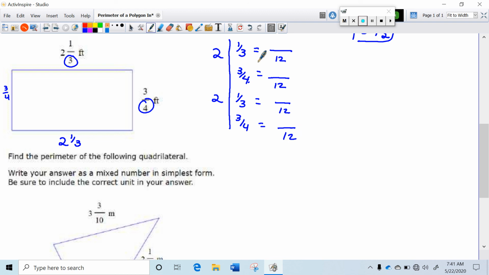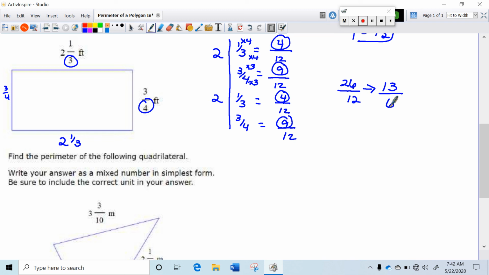Okay, 12 divided by 3 is 4, so we're multiplying by 4 here. So 1 times 4 is 4. 12 divided by 4 is 3, so multiply by 3. 3 times 3 is 9, and we already know that this is a 4 and this is a 9. So our denominator is 12. We add these together, we get 13, 26. Again, they're even, so let's just start cutting them in half. Half of 26 is 13. Half of 12 is 6.